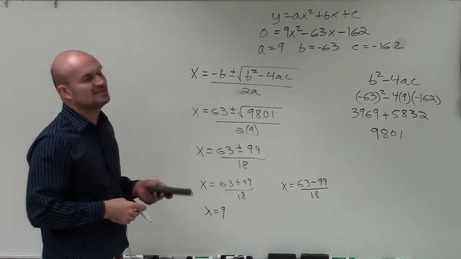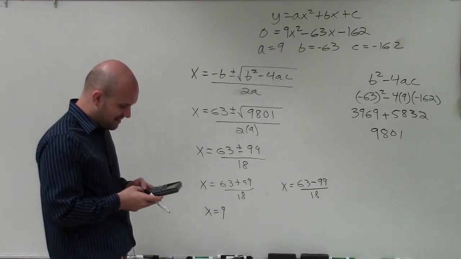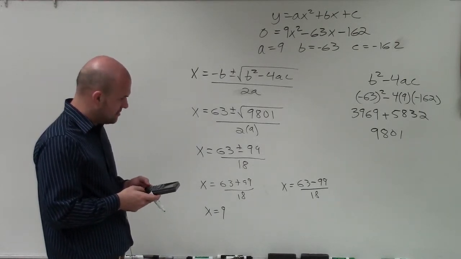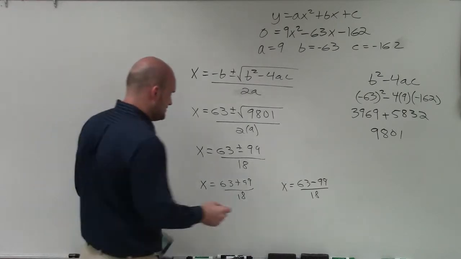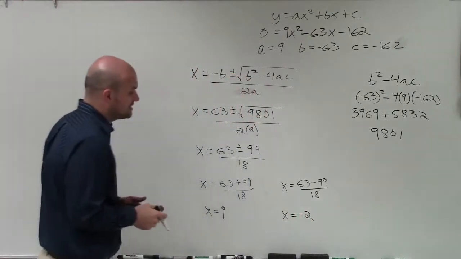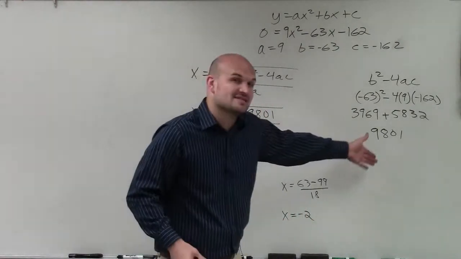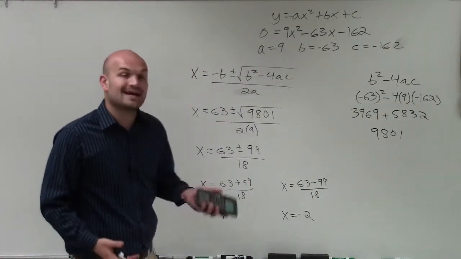I guess I could have divided out a 9. That would have helped as well. So then I'm also going to do 63 minus 99, and then divide that by 18, which is negative 2. So my two solutions in this case, which are real, which I could determine since I had a positive discriminant, are x equals 9 and x equals negative 2.